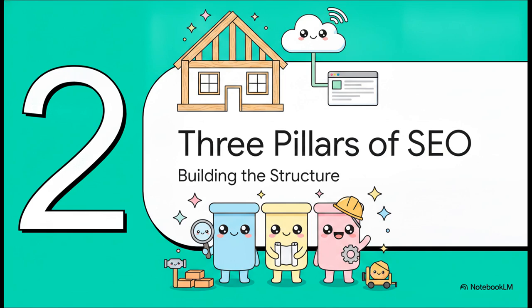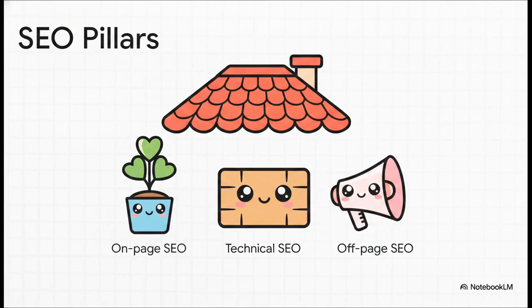Moving right along to Section 2, the 3 pillars of SEO. We're going to look at your website kind of like a house. Building a great site takes 3 different types of expertise. First, you have on-page SEO. Think of this as your interior design. It's everything on the page itself, like your keywords, your headings, the actual quality of the writing.